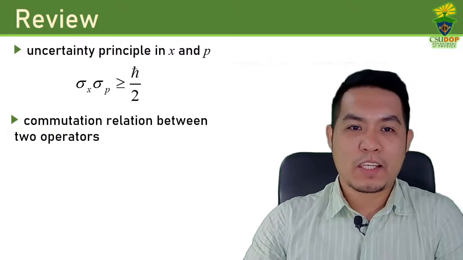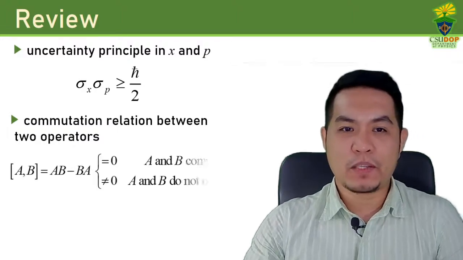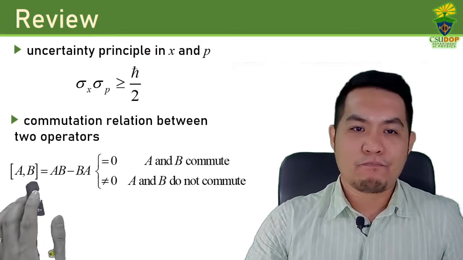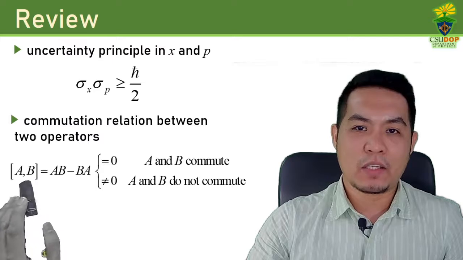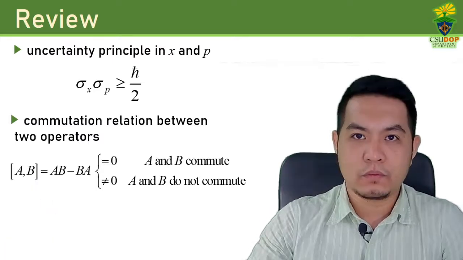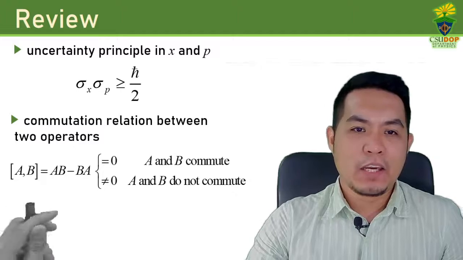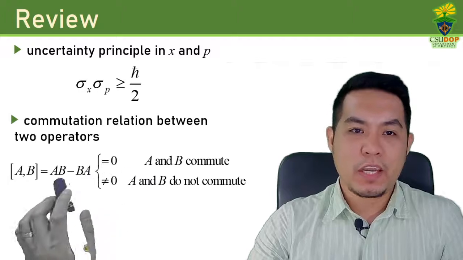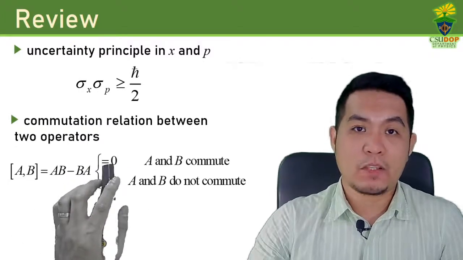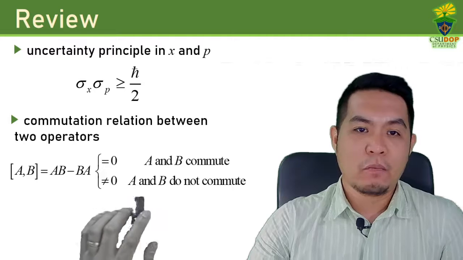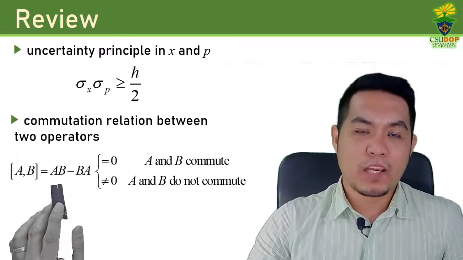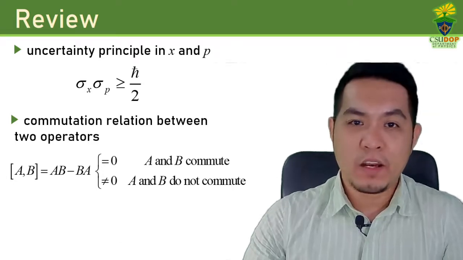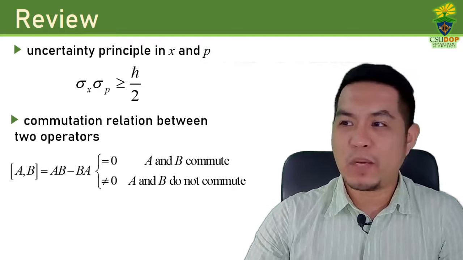We also have discussed a commutation relation between two operators. If there are two operators A and B, and they are placed in a notation similar to this, then this means AB minus BA. If the two commute, then AB and BA are the same, meaning AB minus BA is equal to 0. But if A and B do not commute, then AB is not the same as BA. Take note that in quantum mechanics, we represent operators as Hermitian matrices.